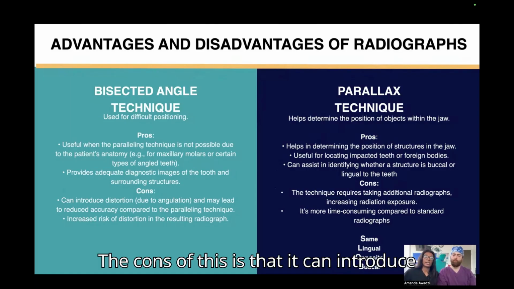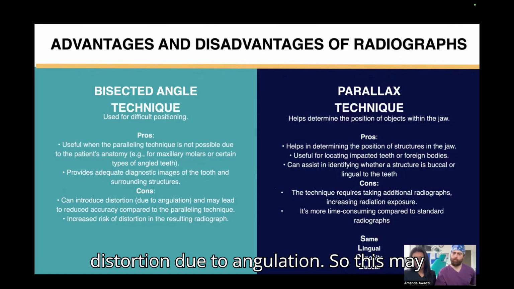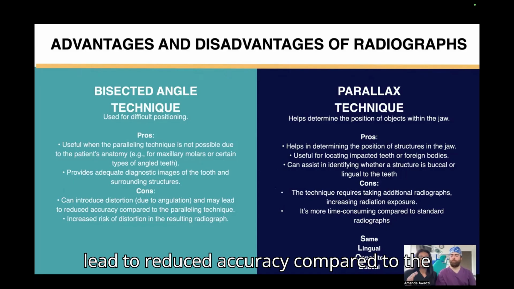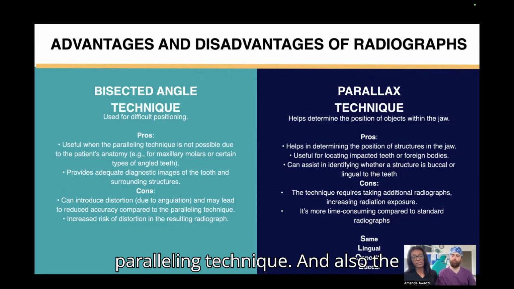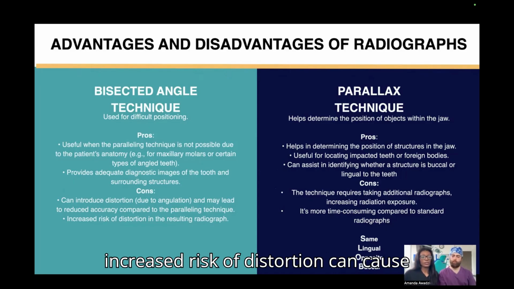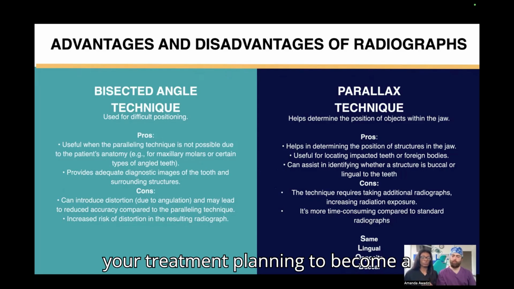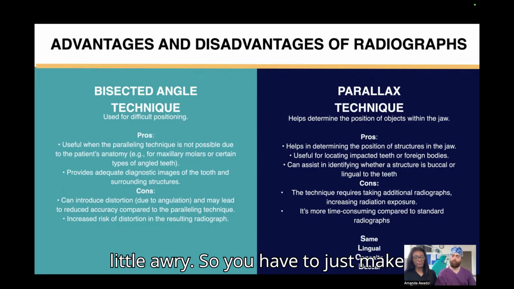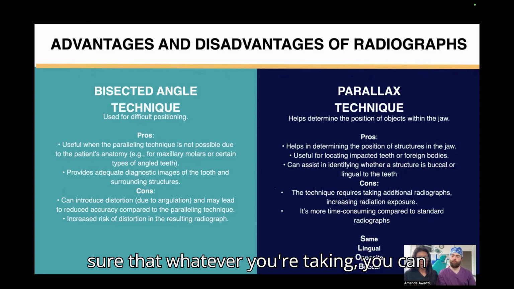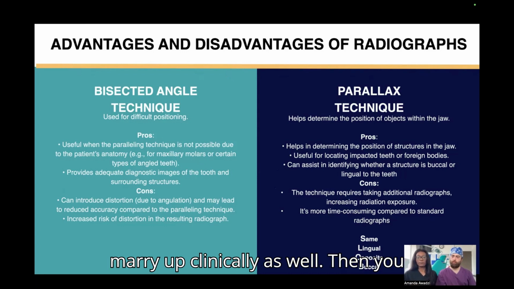The cons of this is that it can introduce distortion due to angulation, so this may lead to reduced accuracy compared to the paralleling technique. And also, the increased risk of distortion can cause your treatment planning to become a little awry, so you have to just make sure that whatever you're taking, you can marry up clinically as well.